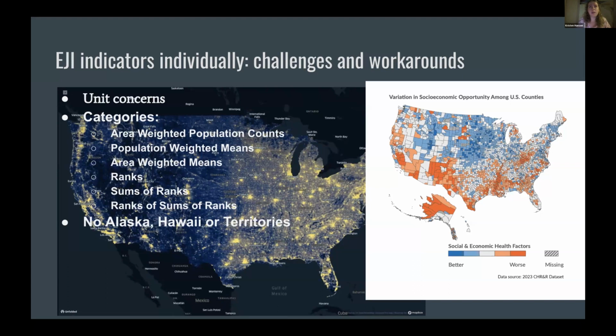So when we are going to include the Environmental Justice Index, for privacy concerns, we are not going to be allowed to include the census tract in the final data set.